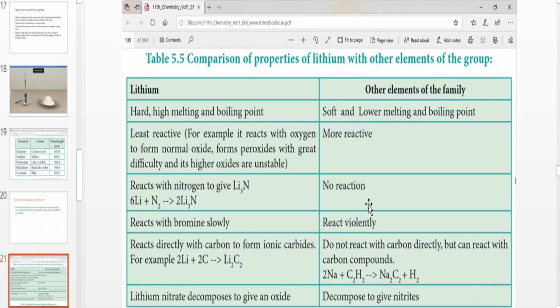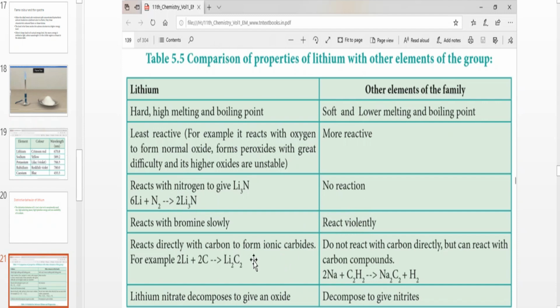Whereas the other elements of this family don't react with nitrogen at all. Next, reaction with bromine: lithium reacts with bromine slowly, whereas the other elements of the family react violently.